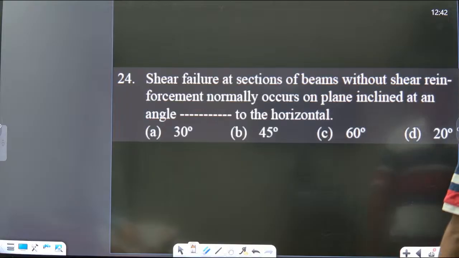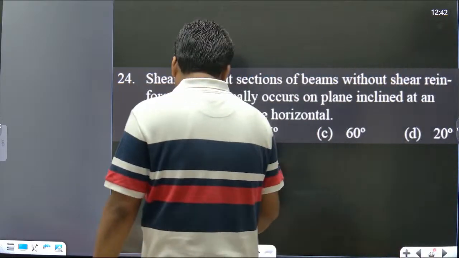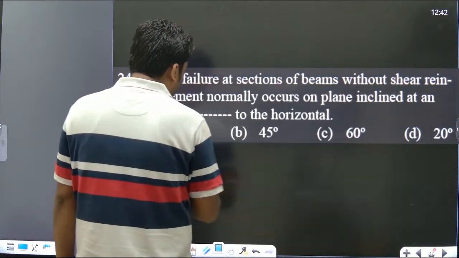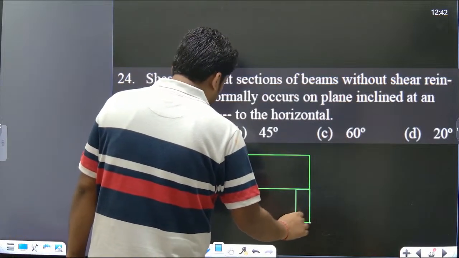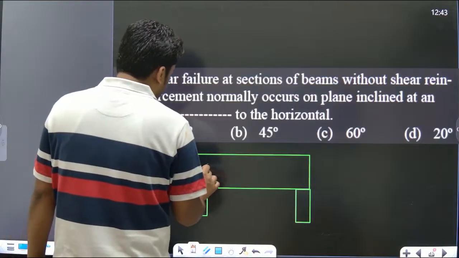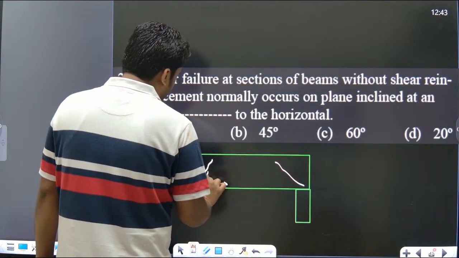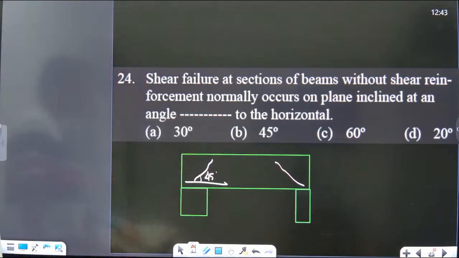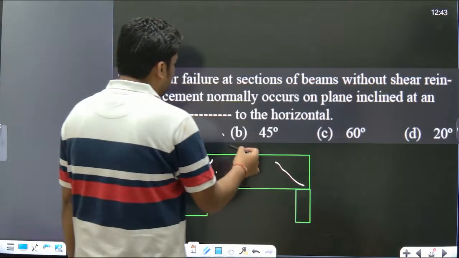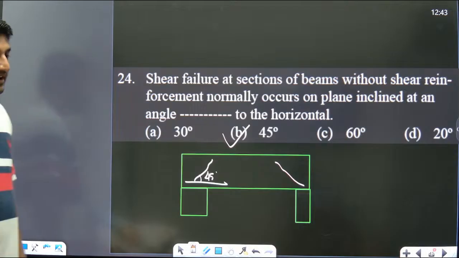Shear failure at a section of a beam without shear reinforcement normally occurs on a plane inclined at an angle to the horizontal. Now you can see how the failure of the beam takes place. Shear failure takes place, and the crack will develop like this, at an angle of 45 degrees. So the correct answer is option B, 45 degrees to the horizontal.